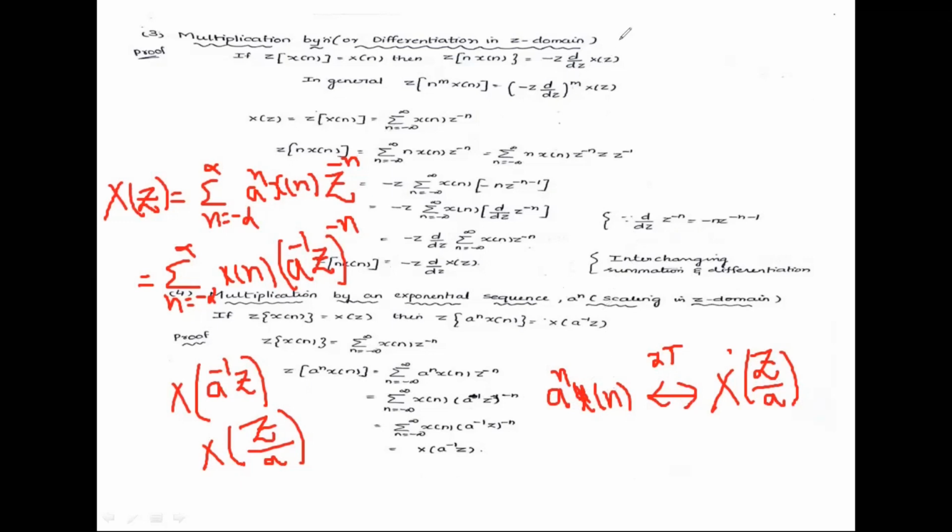Come to the next property, the time reversal property, the fifth one. Time reversal property: the time is reversed. The Z transformation of x of n is X of z. Now for x of minus n, the Z transformation is X of z inverse.